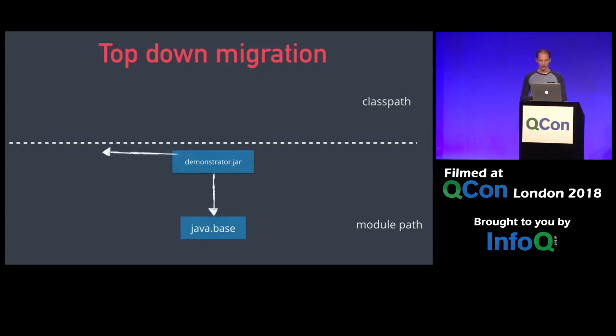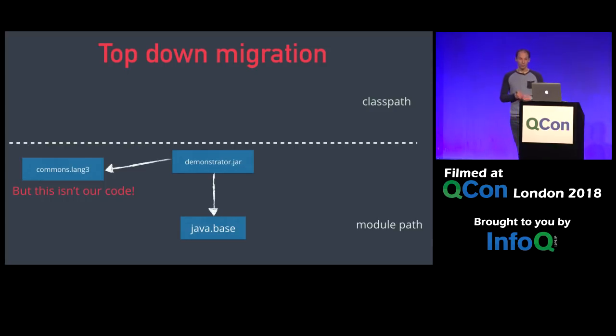But it does pose the question: how do we turn this commons lang into a module? Because it's not our code. I mean, we could patch it, but that would be bad, and it might work for one library, but it doesn't work if we have 30 or 40 dependencies. We might create a pull request or open an issue at GitHub or whatever, but again, we would have to wait, which might be viable for a single dependency, but not if you have 30 or 40. So what's the story here?